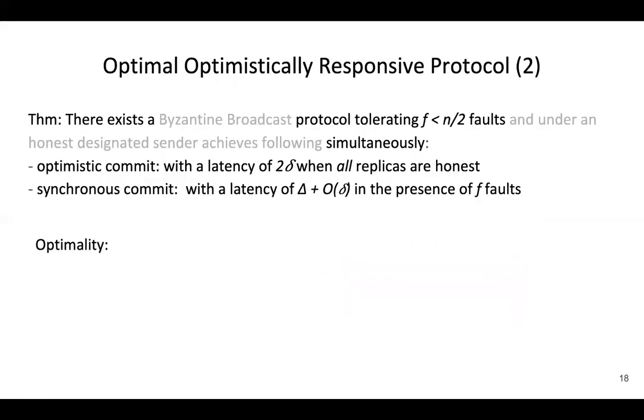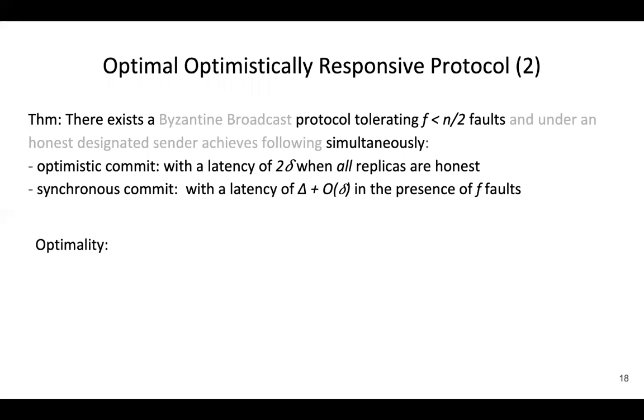Next, let me provide another upper bound result that we have. In the lower bound that we saw, the lower bound holds only when the optimistic commit tolerates at least a single fault. It turns out that if our optimistic commit path does not tolerate any faults, or requires all the replicas to be honest, we can allow a synchronous commit that commits with a latency of just one big delta plus some small delta terms.